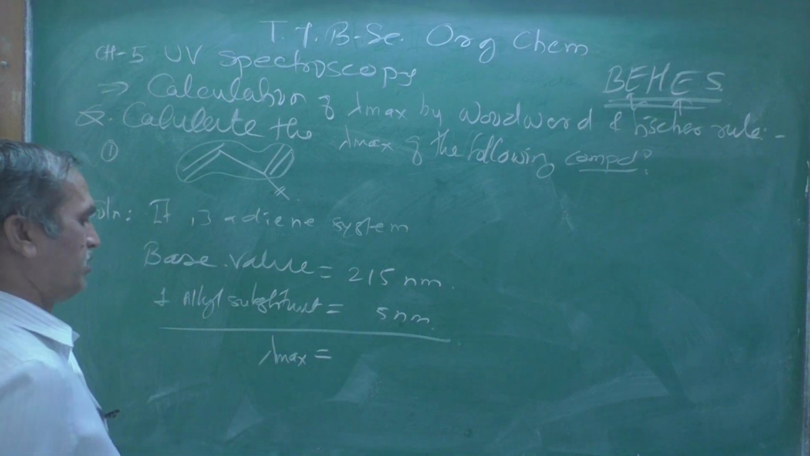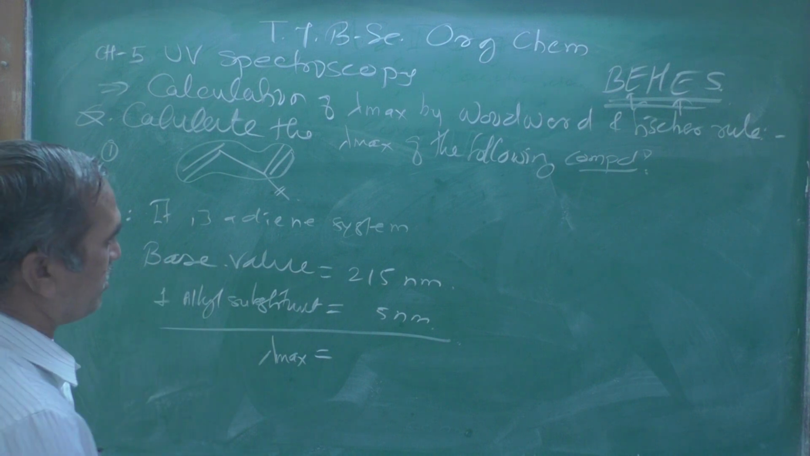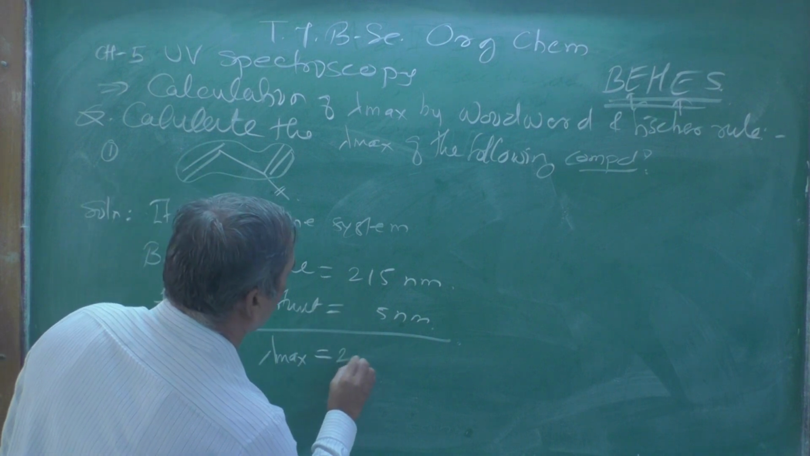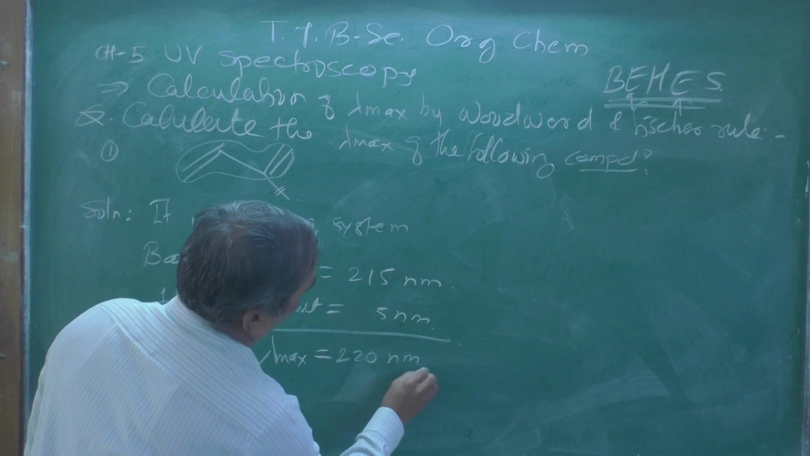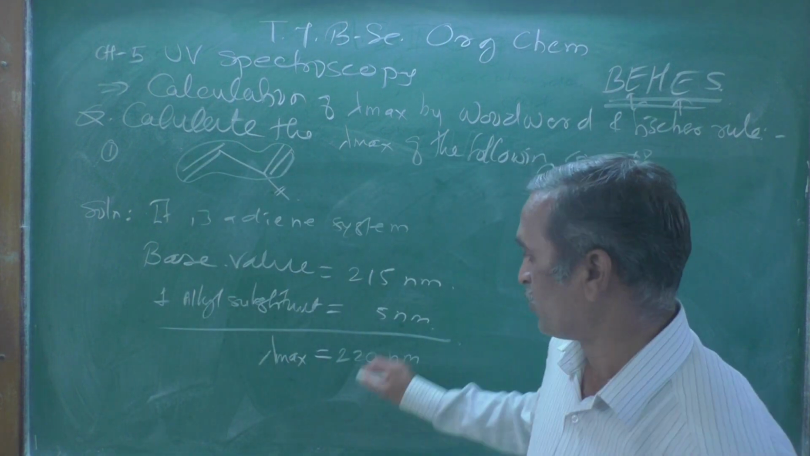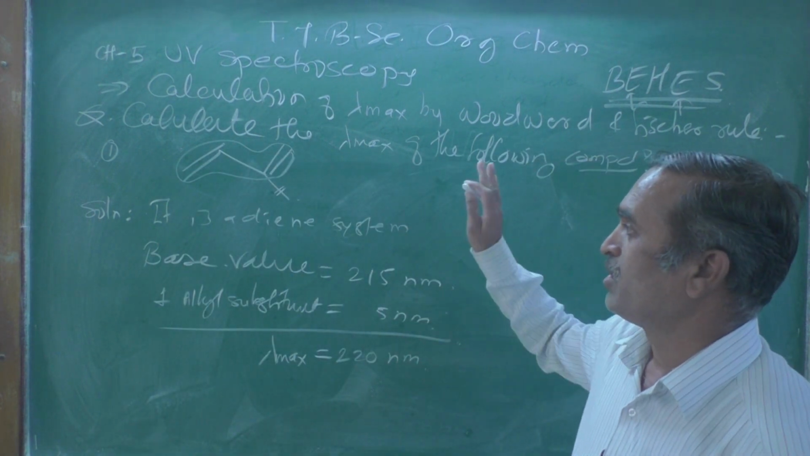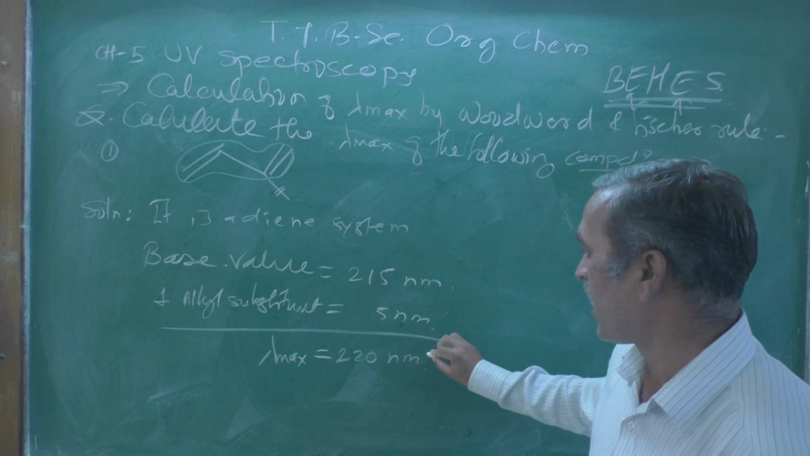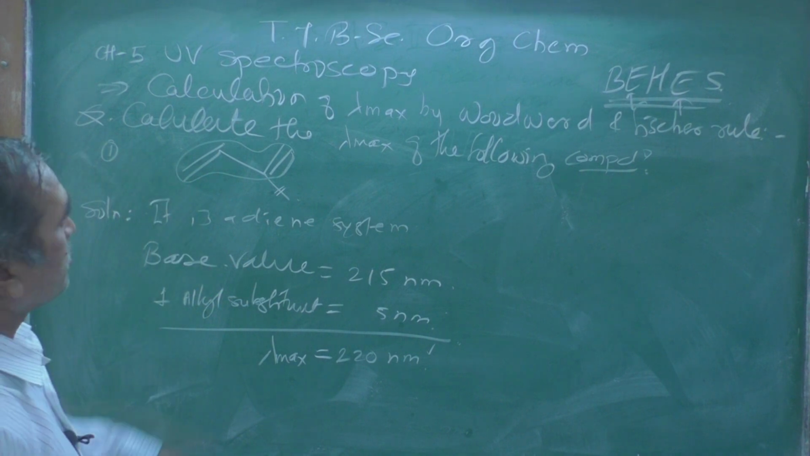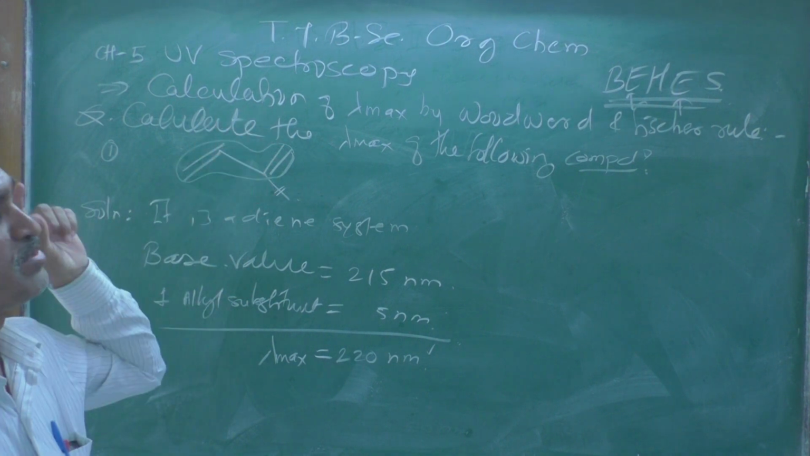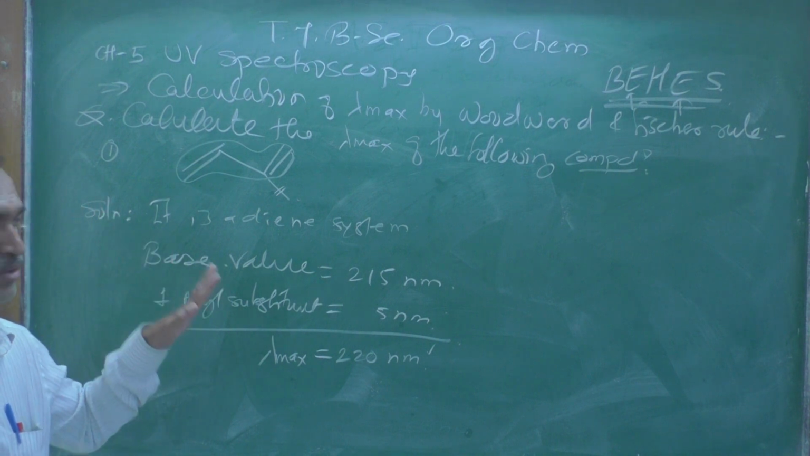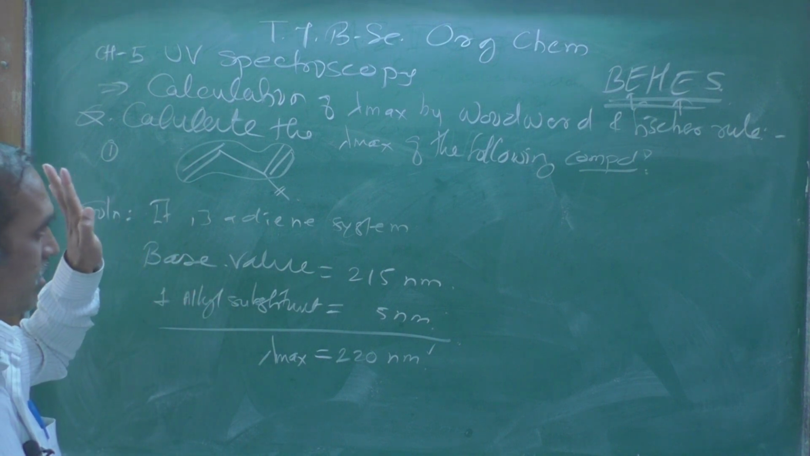This is the lambda max, meaning wavelength. How much? 215 plus 5 becomes 220 nanometer. If you write like this, you will get 2 marks. So remember, in this way you have to calculate the lambda max. That is the calculation of lambda max by the Woodward-Fieser rule. I hope you have understood.